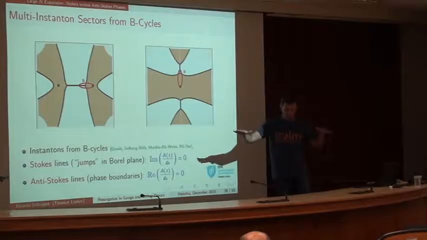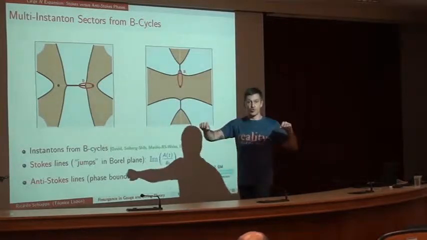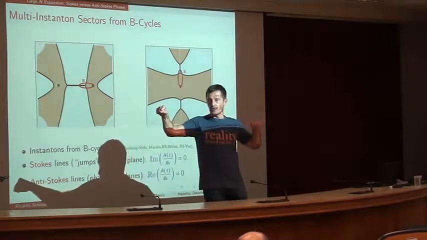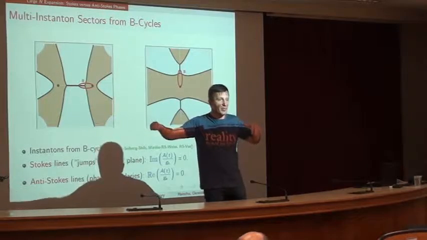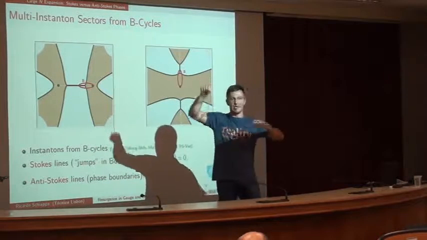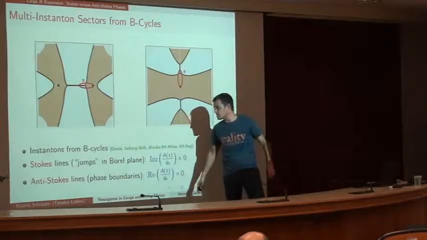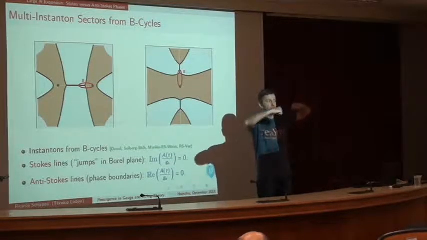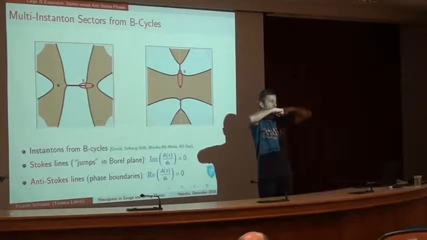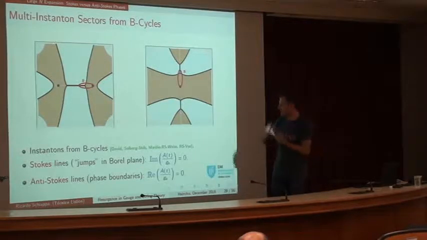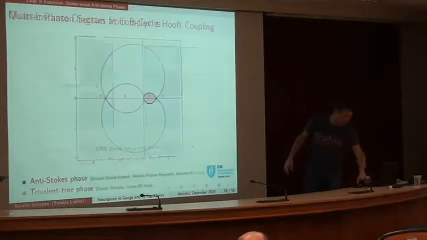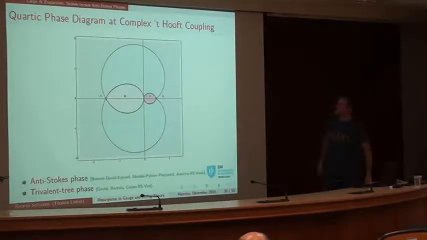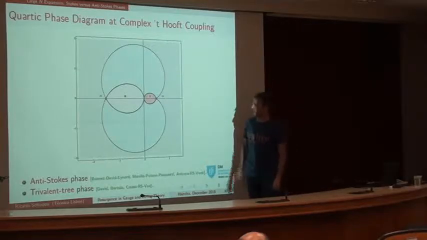The Stokes lines are essentially where the trans-series parameters jump, and they grab something else which was exponentially suppressed and we didn't really care about. Then as we go around in the complex plane, they start growing, until we hit an anti-Stokes line, where what was previously exponentially suppressed is now of the same order as the initial perturbative data, and can then induce a phase transition. And here's a plot of the phase diagram of the quartic matrix model at complex 't Hooft coupling.